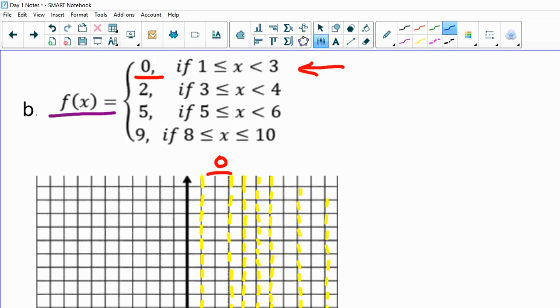Now, who lives right here? Well, that's between 3 and 4. Who lives between 3 and 4? 2 does. So 2 is going to be there. Who lives between 4 and 5? There's nobody between 4 and 5 because the next yard goes from 5 to 6. So nobody lives between 4 and 5.